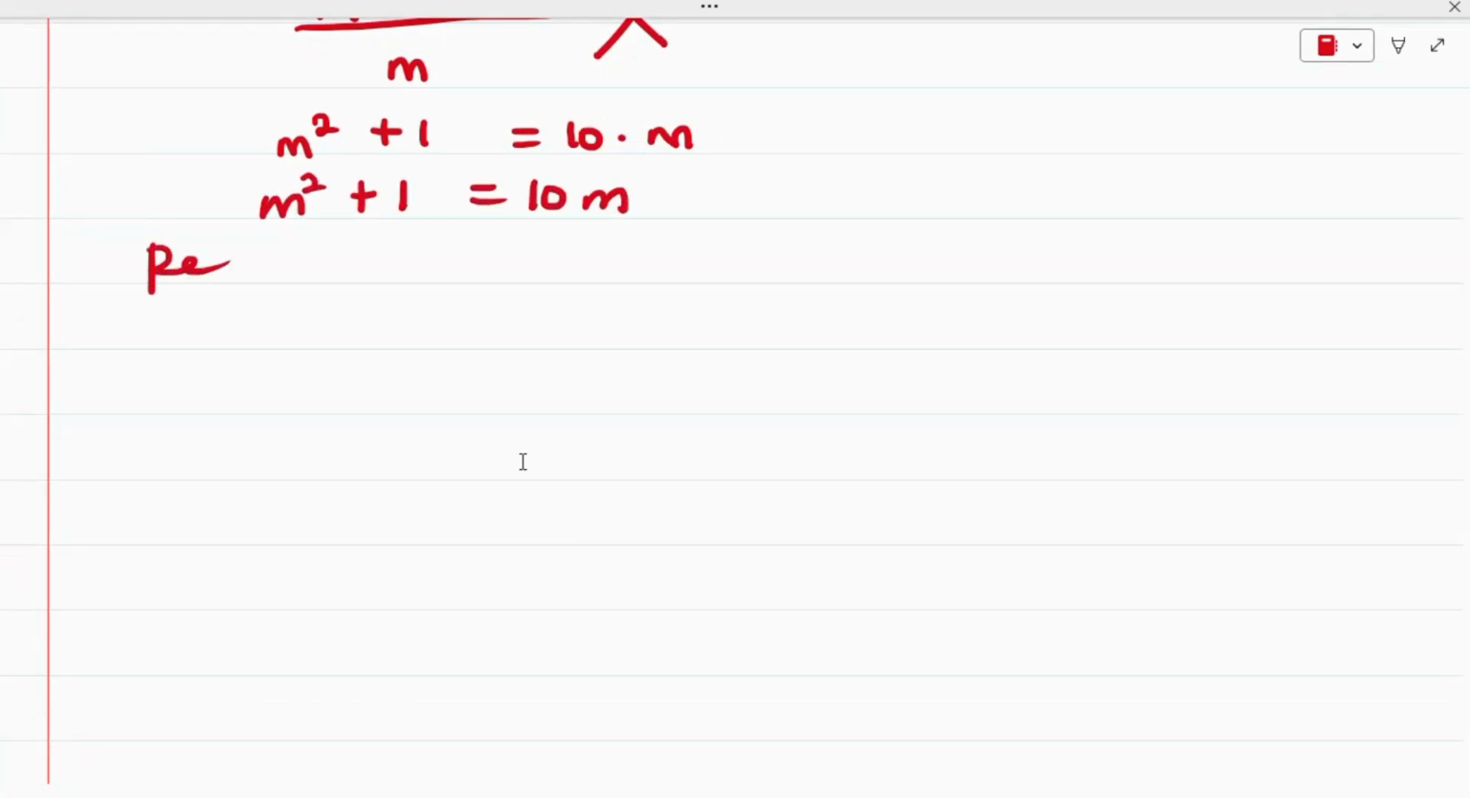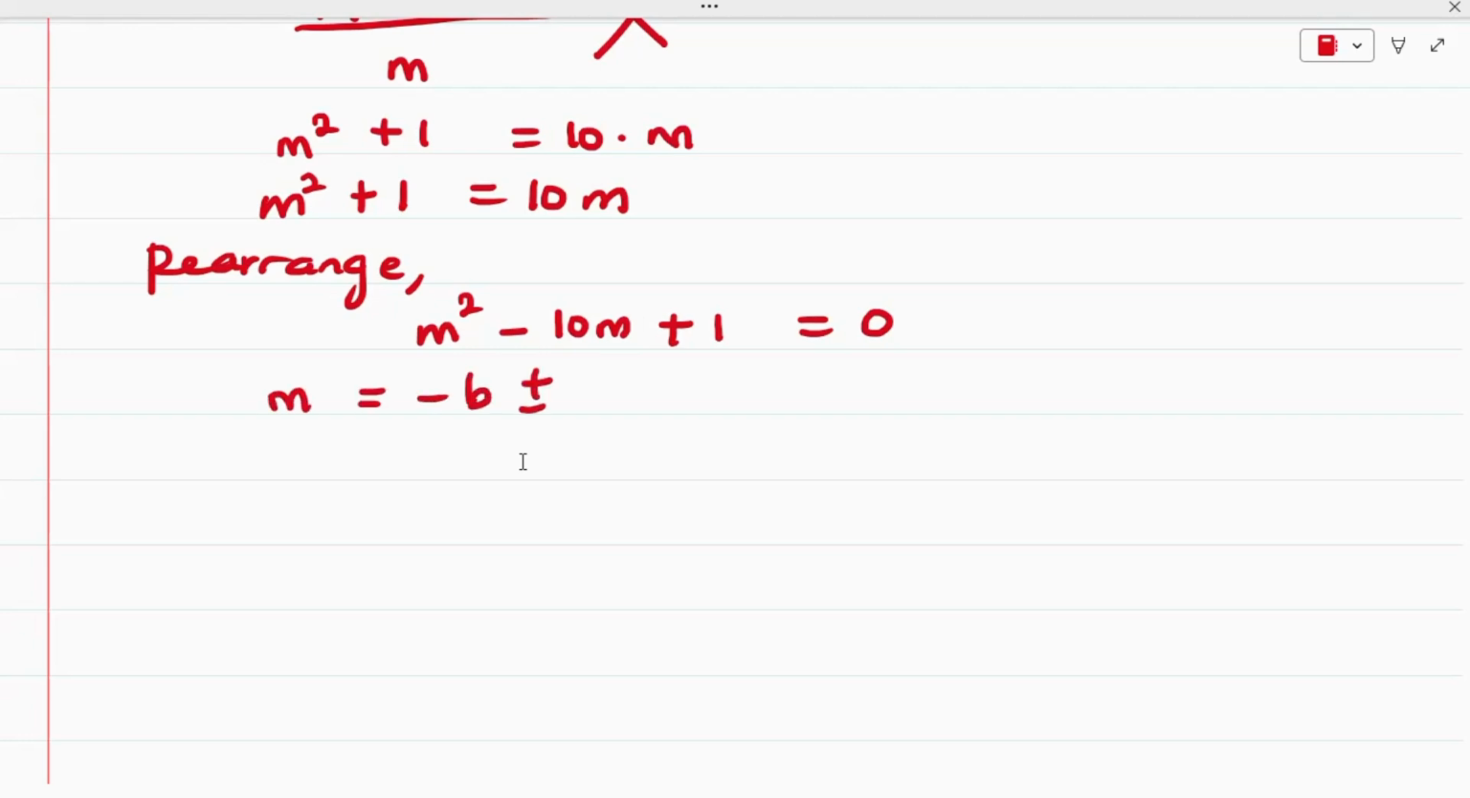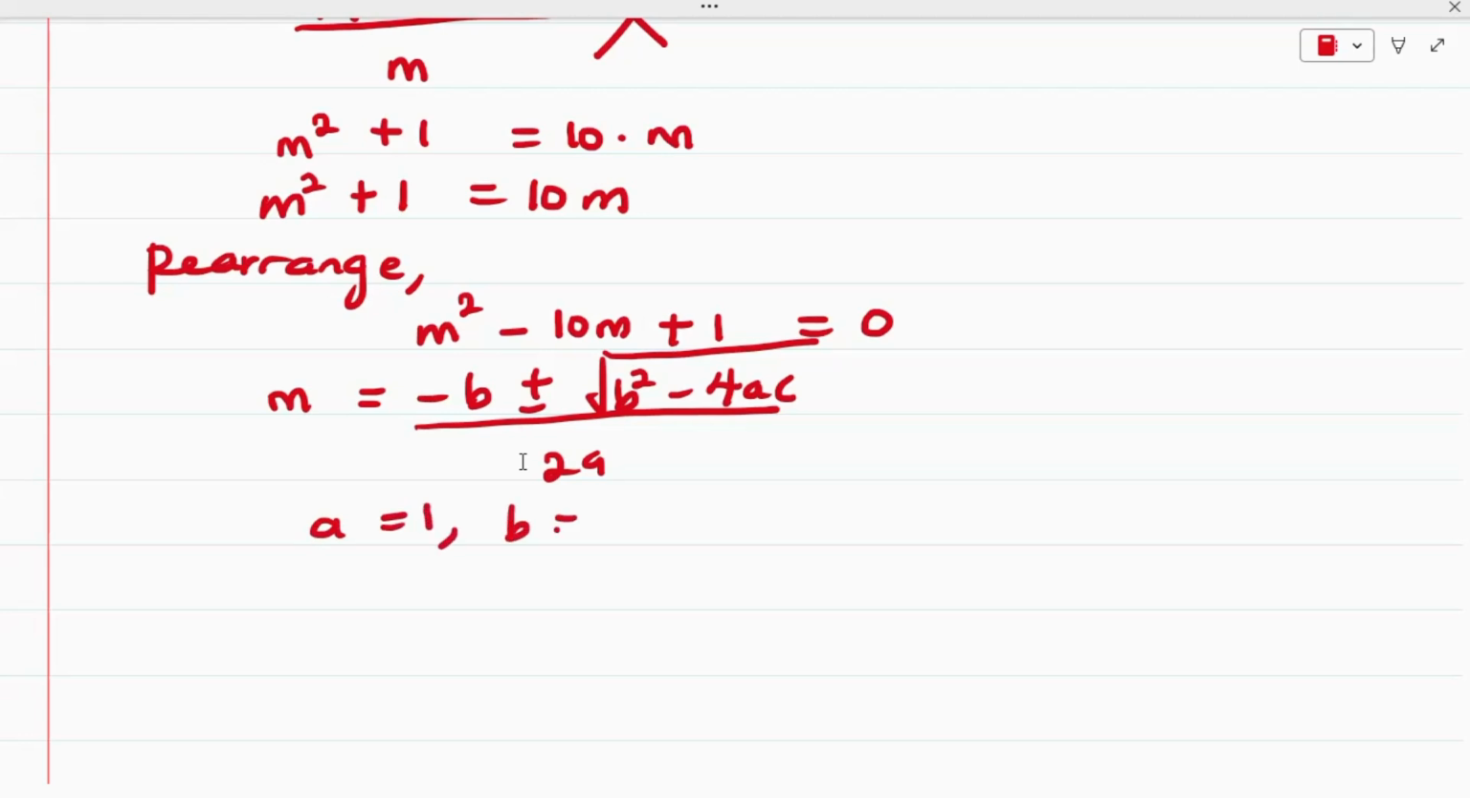So the next thing we want to do is to simply rearrange and set this equation to 0. We have m squared minus 10m plus 1, and this is equal to 0. So we are going to solve this quadratic equation by making use of the quadratic formula. We have the quadratic formula given as m is equal to minus b plus or minus the square root of b squared minus 4ac, divided by 2a, where a is equal to 1, b is equal to minus 10, and c is equal to 1.